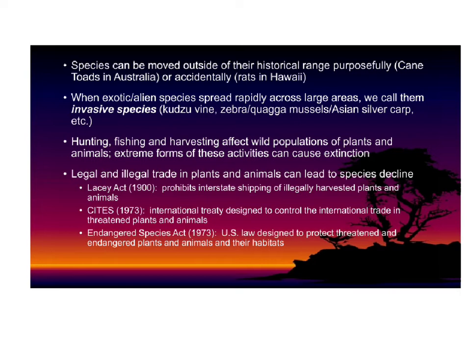However, it had the effect of forcing bounty hunters to get licensed by the U.S. government and stopping illegal harvesting and interstate trade. CITES, C-I-T-E-S, enacted in 1973. It was an international treaty, still is an international treaty, designed to control international trade in threatened plants and animals. When we watched the movie about the manta rays, they were trying to get the manta rays on the CITES list of threatened plants and animals.